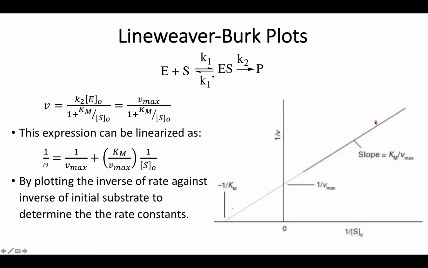So with this linearized form, what we find is the slope is going to give me information as to the Michaelis constant and V max. But more importantly, this intercept gives me 1 over V max. It gives me the maximum rate of this reaction. And the reason why this is so beautiful is that once I have this maximum rate, if I know the enzyme concentration, I can use that to back calculate my K2.